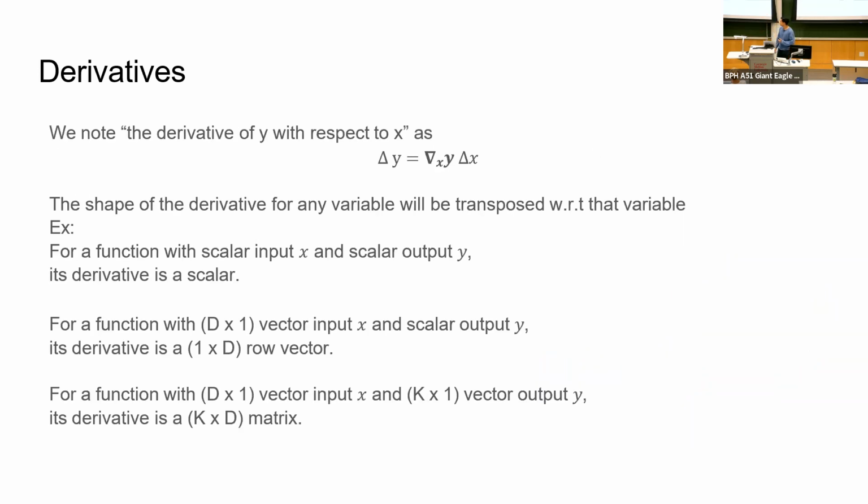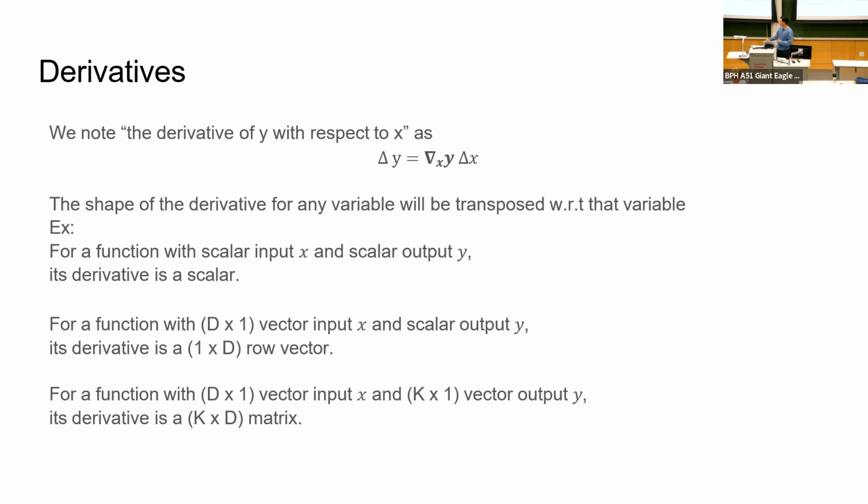All right, so moving on, we know the derivative of y with respect to x as del y, and the symbol you see in bold is nabla x of y times delta x. The shape of the derivative for any variable will be transposed with respect to that variable. For example, if we have a function with scalar input x and scalar output y, its derivative would be a scalar. And for a function with a d by 1 vector input x and scalar output y, its derivative would be a row vector with dimensions 1 by d.